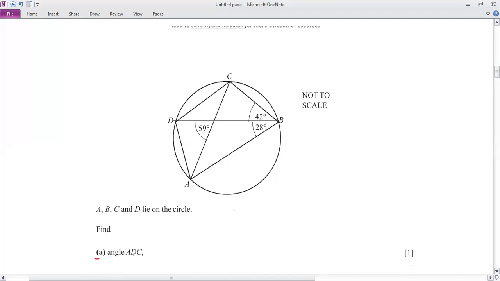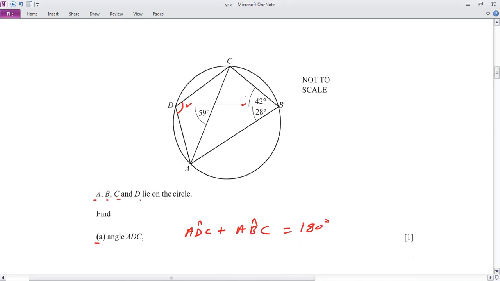You have to find angle ADC. ADC is this angle, this total angle. Now, as you can see, ABCD is a cyclic quadrilateral. So this angle plus this total angle, they should make 180 degrees. So you can say angle ADC plus this angle ABC, their sum should be 180 degrees because A, B, C, D are on the circle, so they make a cyclic quadrilateral, and in a cyclic quadrilateral, opposite angles make 180 degrees.